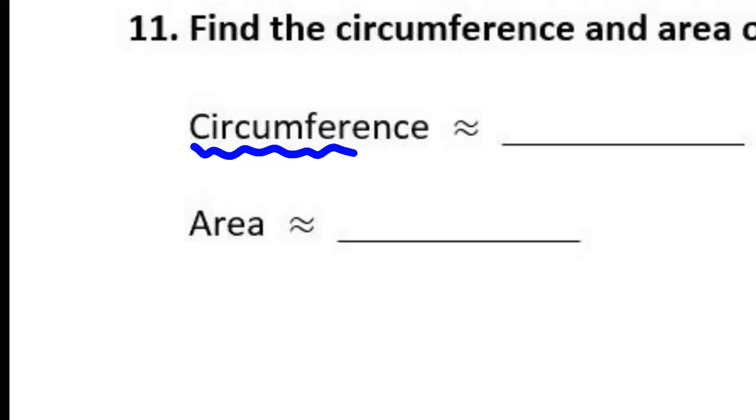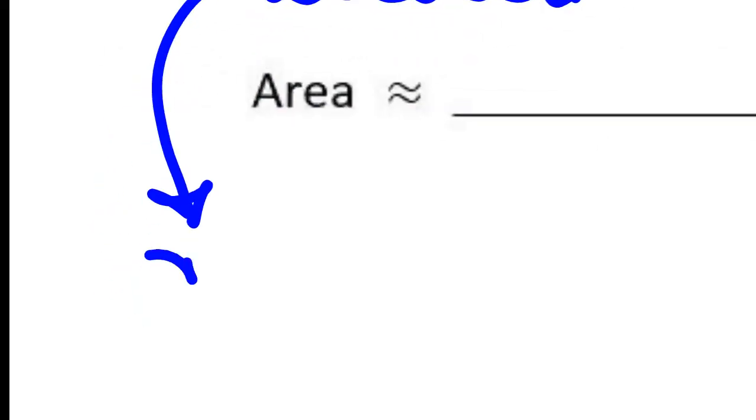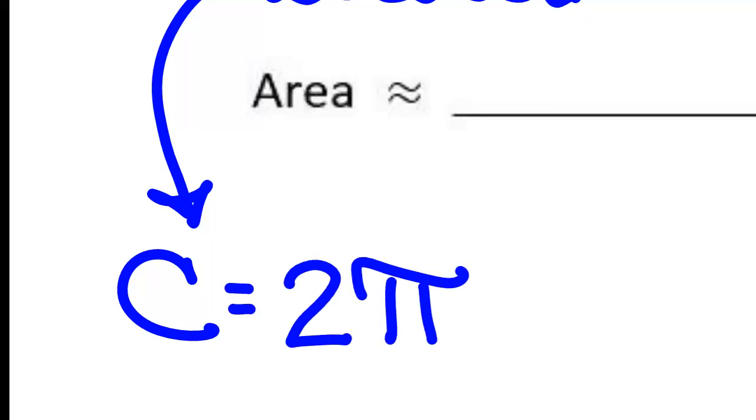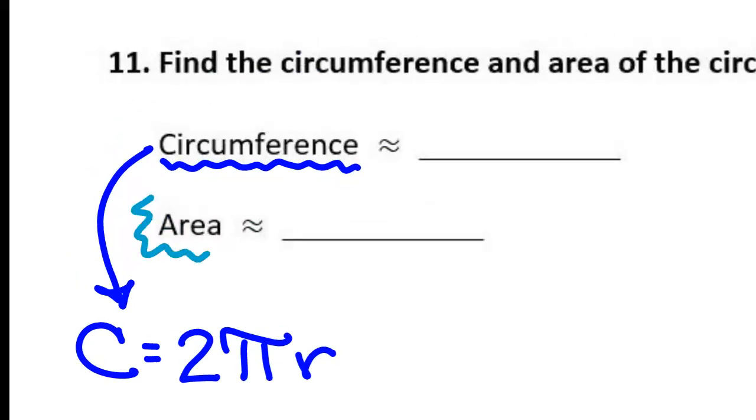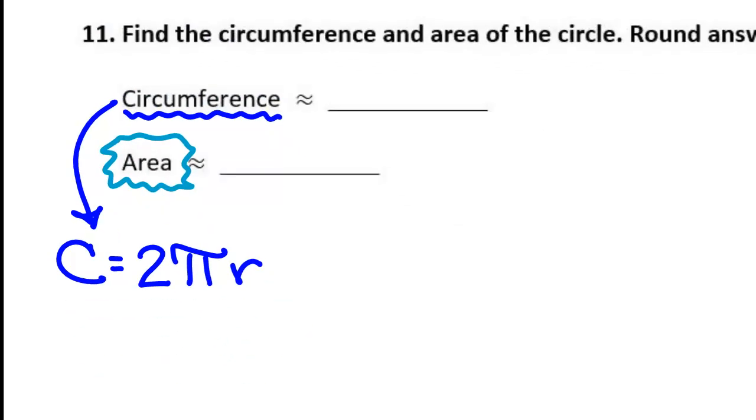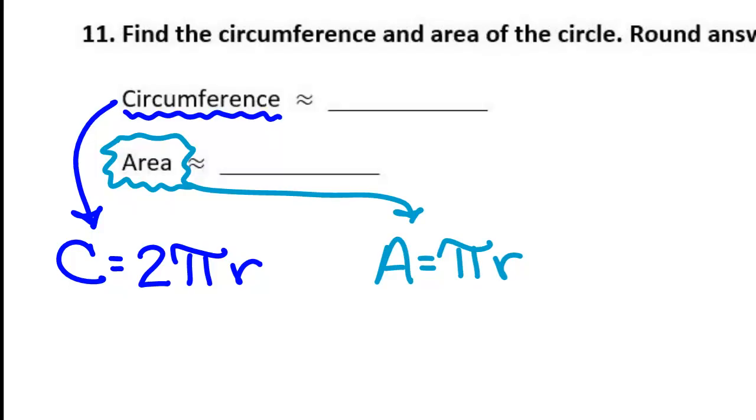We need the formula for circumference. The formula for circumference is C equals 2 pi r. We also need the formula for area. Area of a circle is pi r squared. You need both of those formulas.